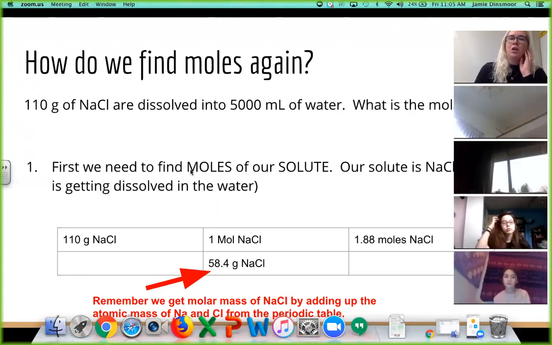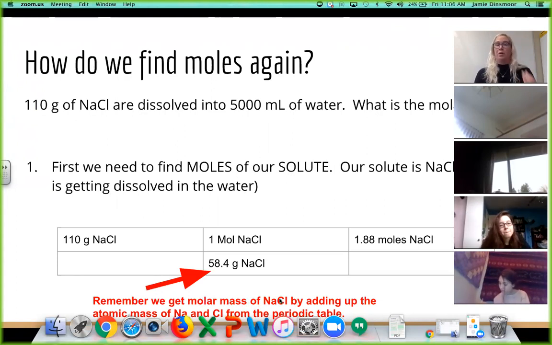So first we need to find the moles of our solute. Keeping in mind our solute is what's getting dissolved in the solvent, right? Which is really annoying because they all sound similar. Solute, solvent, solution, right? So our solute is our solid, which is going to be our NaCl. So we need to know how many moles of NaCl we have. So we're going to start with what we know. We know how many grams we have. We have 110 grams.